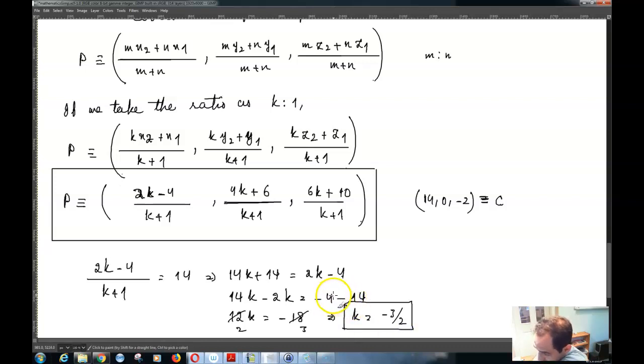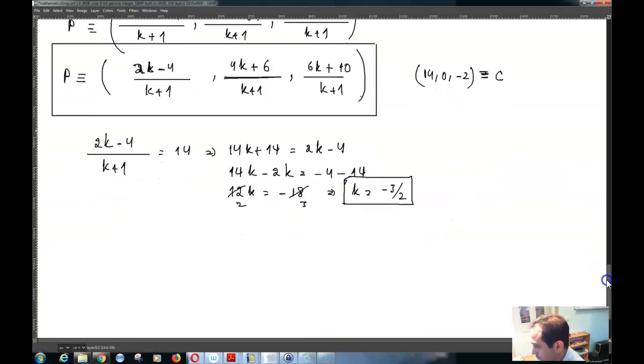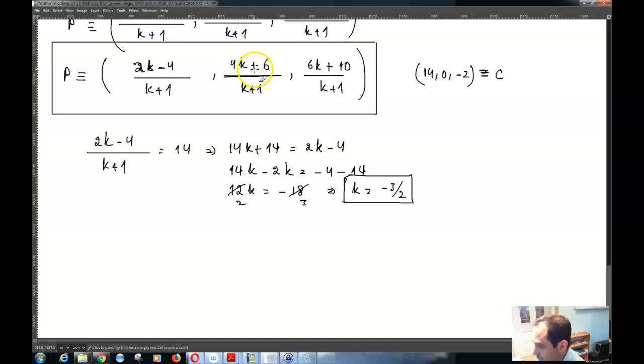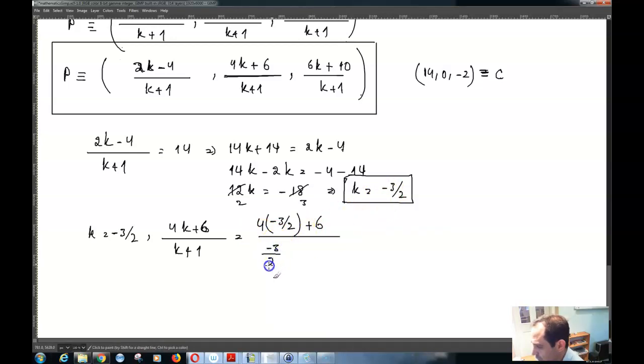Now, if I use the same k to check for these other two coordinates as well, and if I get the same coordinates over here, then that means that this point C is actually collinear with the other 2 points. So if k is equal to negative 3 halves, then (4k plus 6) over (k plus 1) is equal to (4 times negative 3 halves plus 6) over (negative 3 halves plus 1). Now this is 2 times negative 3, which is negative 6, plus 6, which is equal to 0. 0 divided by something is equal to 0. And that is equal to this 0 over here.